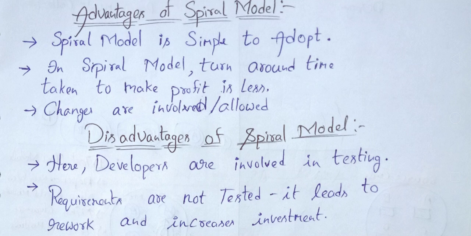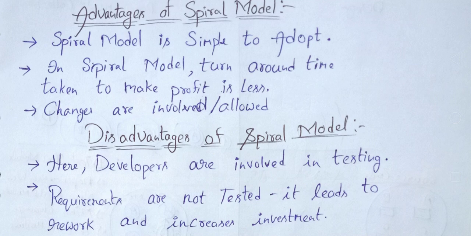Okay, in advantages, the first advantage is that it is easy to adopt, as is the waterfall model. And in the spiral model, the customer will earn more profit in less time. And here we can accept the changes. If the customer wants any changes in his old requirement, we can accept it. And what are the disadvantages? Here developers are involved in testing. This is a big disadvantage, and requirements are not tested. These two things will lead to rework, and it will increase the investment. These are the advantages and disadvantages.